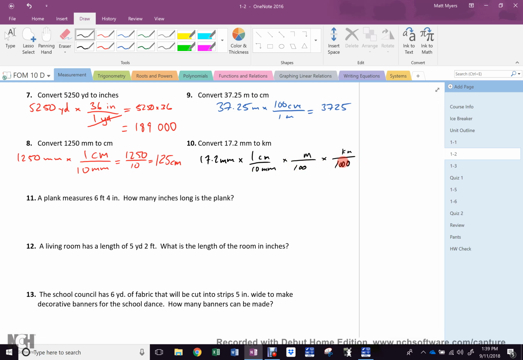Okay? Now you could do the same thing with Imperial to go miles down to inches. You could go miles, yards, feet, inches, all in one row. Is everybody cool? So, the ones all disappear, right? So, I end up with 17.2 divided by 10, then divided by 100, then divided by 1,000, and I will get my answer.